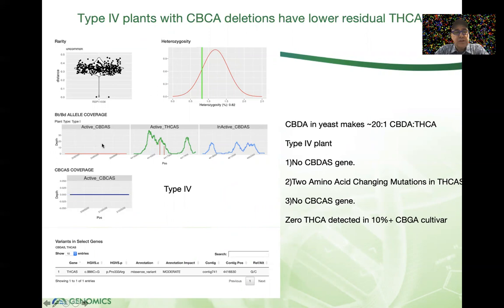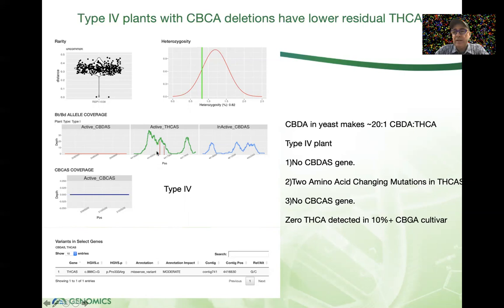Do we have THC synthase? Do we have CBD synthase? Or are they missing? So this gets classified as a type 1 plant. This is one that happens to have 2 point mutations in THC synthase. So if we only look at copy number variants, we could miss things like this.